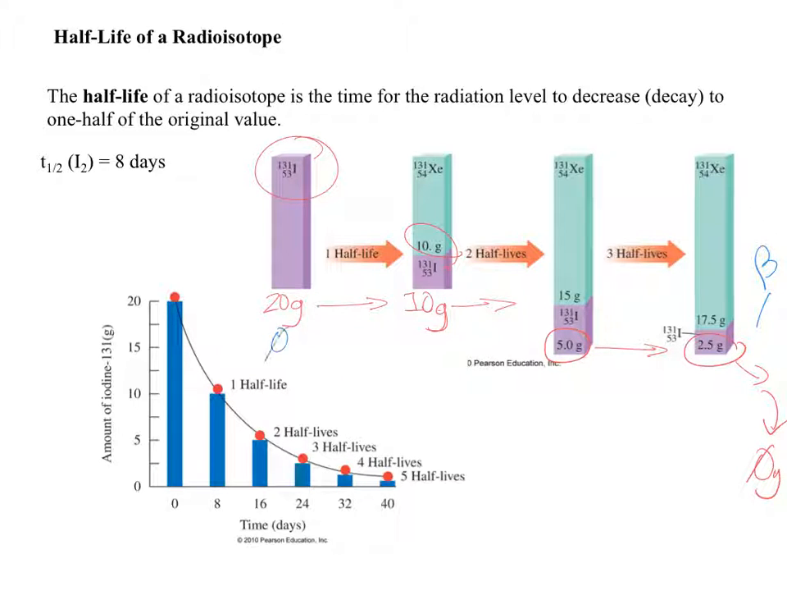So initially, no product. We're going to do product in blue. Product was my xenon. Reactant was my iodine. So initially, you start with no product.